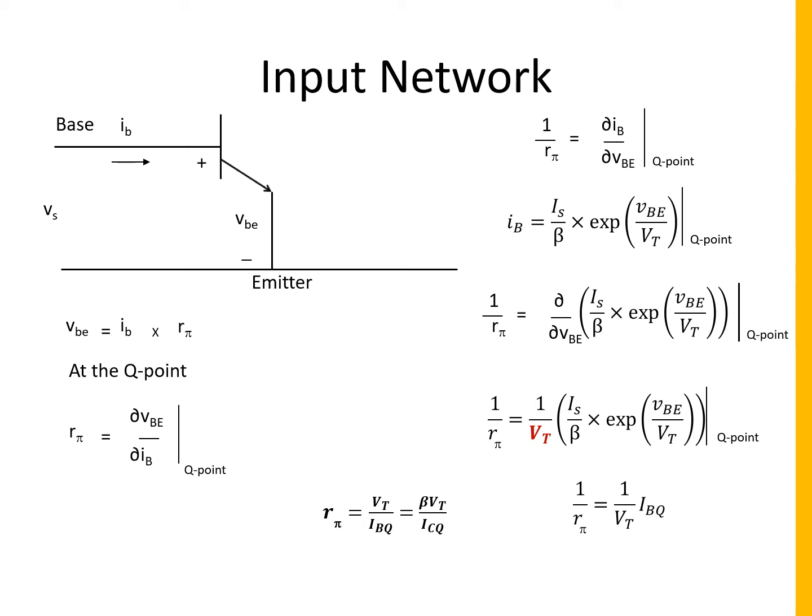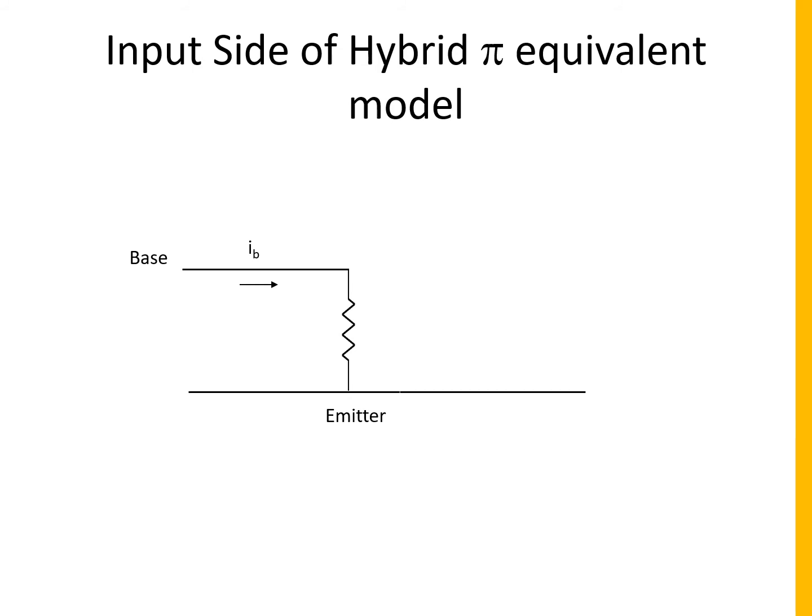Here, r pi is called the base emitter input resistance or diffusion resistance. It is called a diffusion resistance as it is the resistance offered to the carriers when they try to diffuse from the emitter to the base. Now we are ready to replace the input side of the BJT with its equivalent electrical network. Current IB flows creating VBE across resistor r pi.